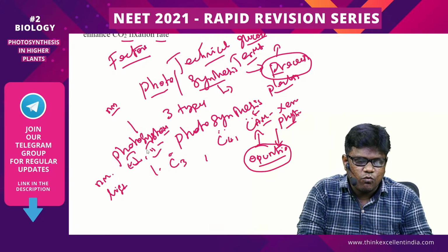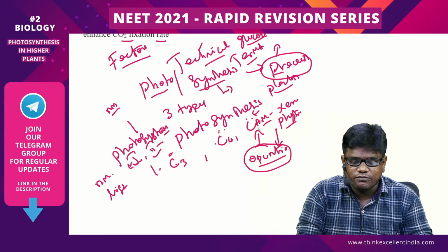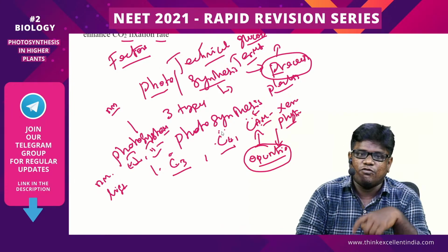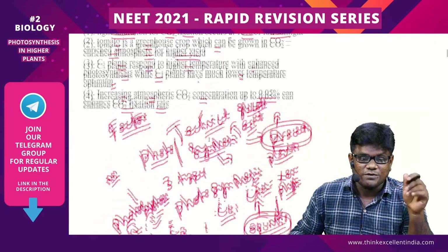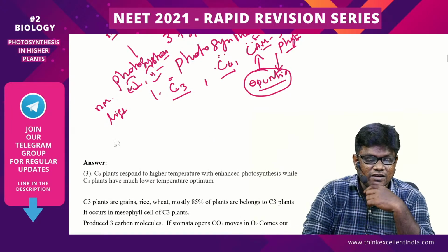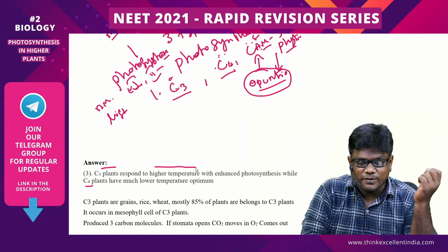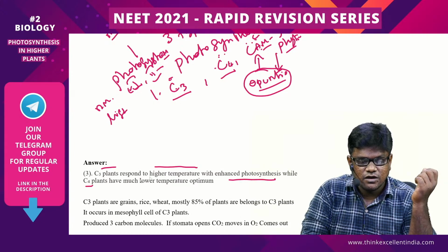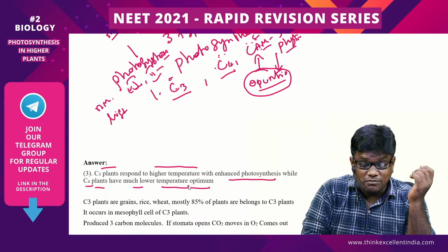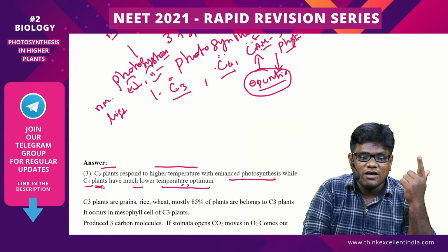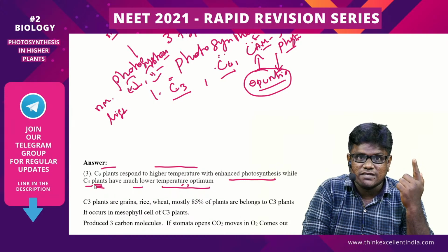So photosystem 1 and 2, and here the C3, C4 and CAM plants. First you have to be very clear with what C3 and C4 plants are. That is what we are going to see now. Option 3 is the right answer, because C3 plants respond to higher temperature with enhanced photosynthesis, while C4 plants have a much lower temperature optimum. So the optimum temperature will be lower for C4 plants.